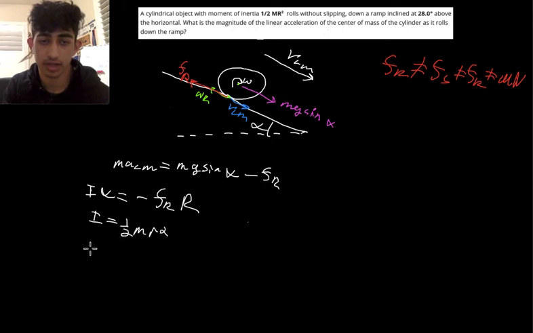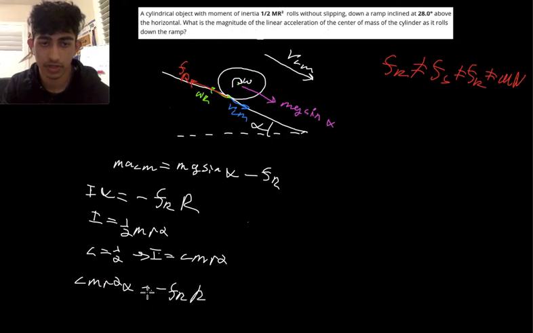Now, for instructive purposes, I'm just going to say that c is equal to 1/2. Therefore, the moment of inertia is equal to c mr squared, and you'll see why towards the end of the video. So we can say that c mr squared alpha is equal to negative FR. Since this is rolling without slipping, we know that the velocity of the center of mass is equal in magnitude to omega r at all points, right?